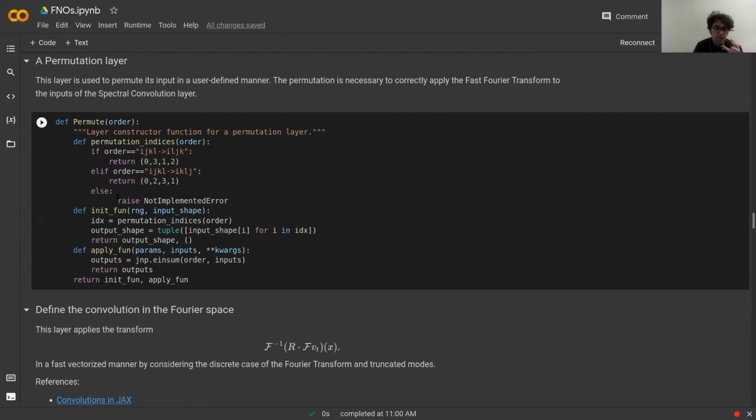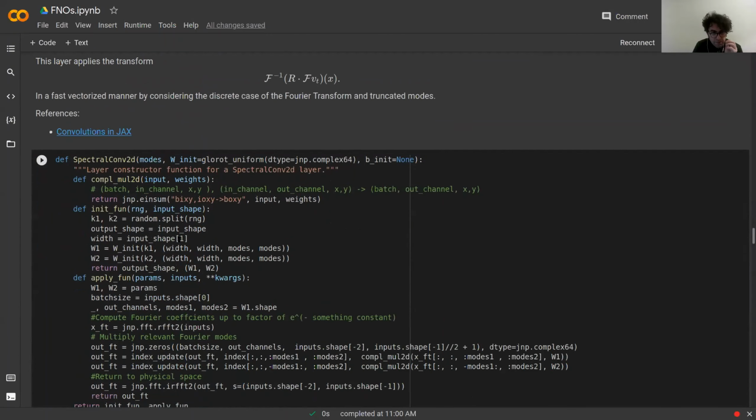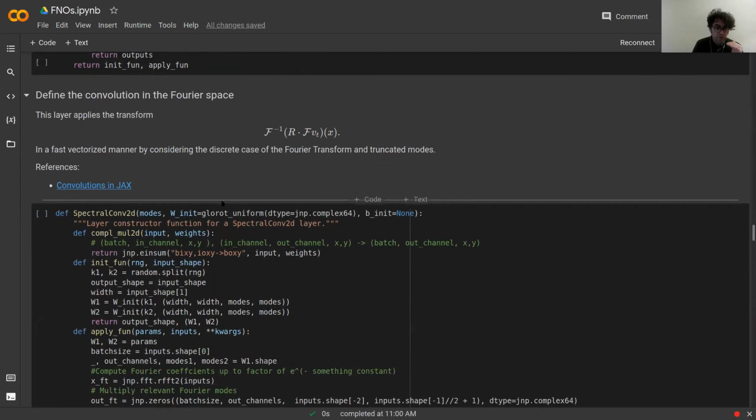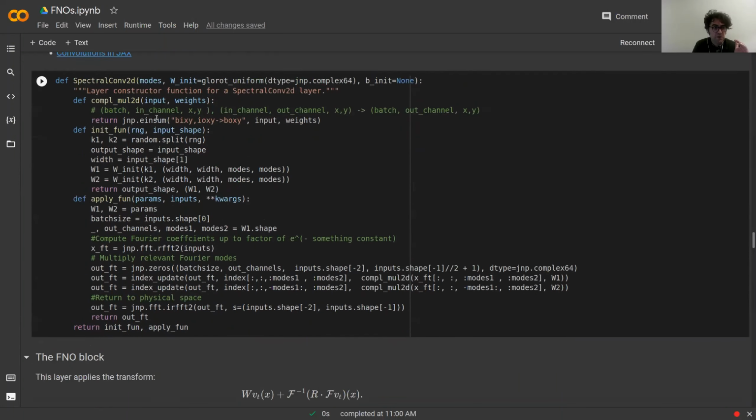So this provides you with the shape of the parameters. Okay, so this permute function does not have any weights. Now, this is the part that we started talking about at the start, right? About the convolutions in the Fourier space. So what we have done here, we will define a spectral convolution.